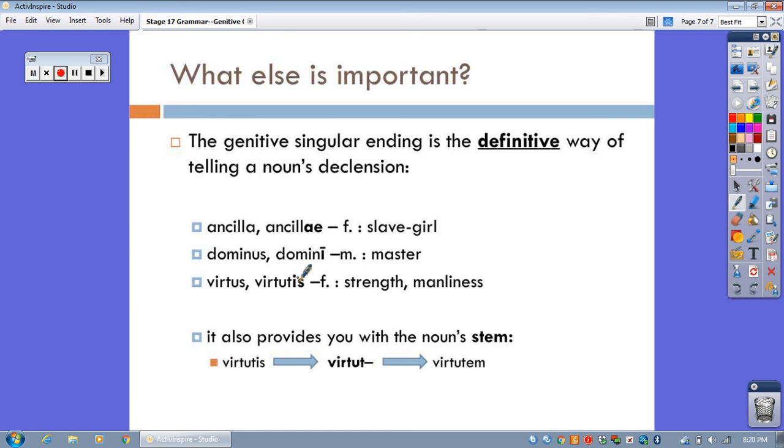So that's very, very important to pay attention to, especially next stage when we learn the fourth and fifth declensions, and you'll see why when we get there.